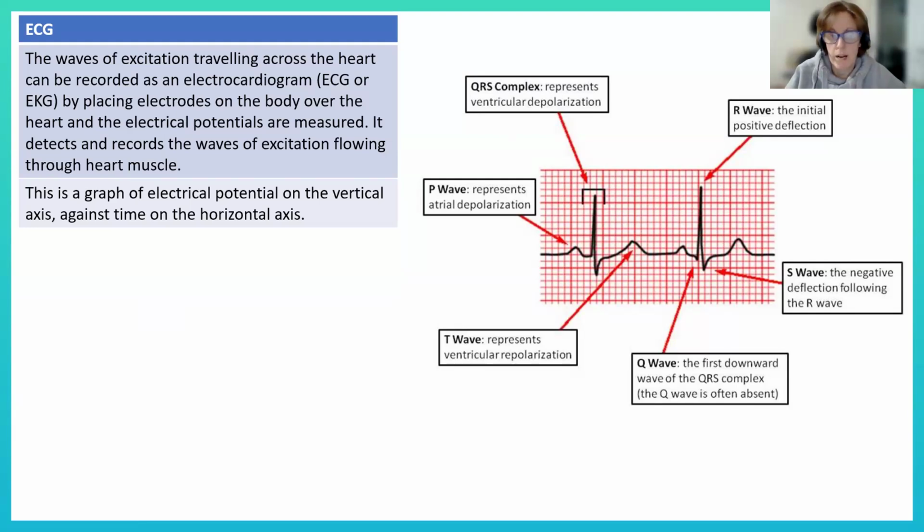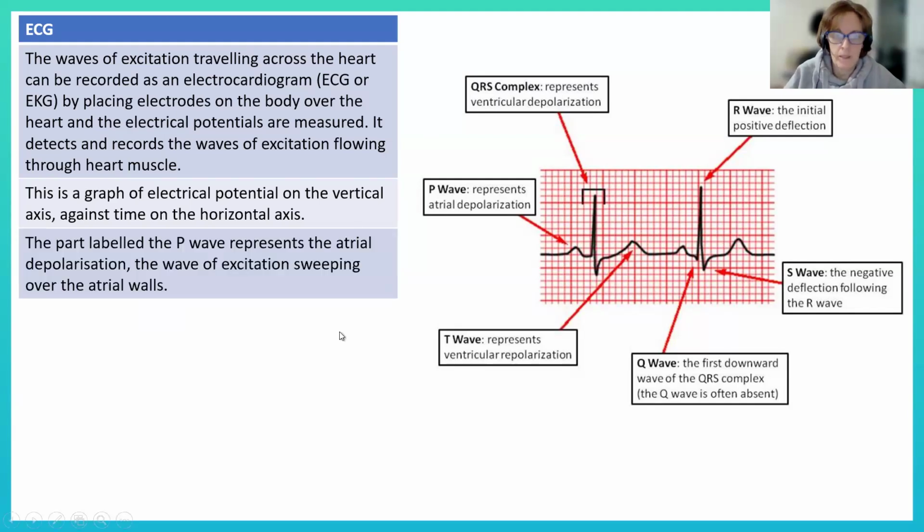So essentially what you end up with is a graph, and you've got the electrical potential on the vertical axis, and you've got time on the horizontal axis. And what we can see is, starting from left to right, the P wave. And as we said earlier, that's the atrial depolarization. So it's the wave of depolarization or excitation, if you prefer, sweeping over the walls of the atria.